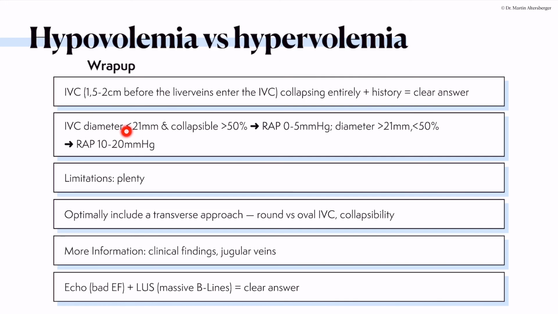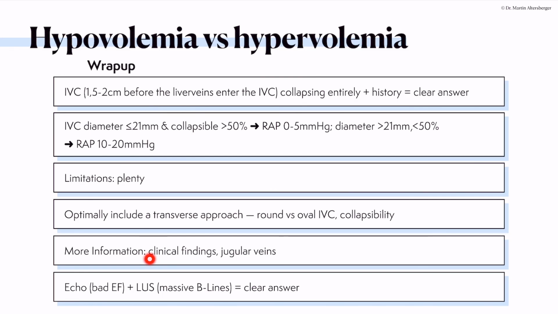So in case of a dilated, non-collapsible inferior vena cava, we are just roughly estimating the pressures, and that leads to the next very important point. So this cutoff of 21 millimeters and the collapsibility, if it's not a really clear case of, for example, hypovolemia, has plenty of limitations. What you can use is a transverse approach. So not only the longitudinal approach of the IVC, but also a transverse approach. If you see a round IVC with no collapsibility, it also points towards elevation of right atrial filling pressures. If it is oval and nicely collapsible, it points to euvolemia.